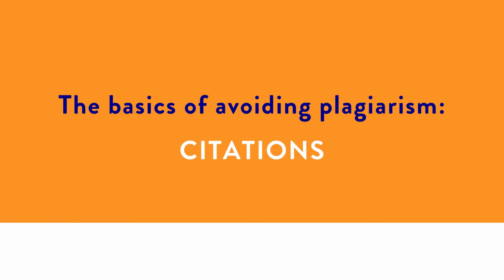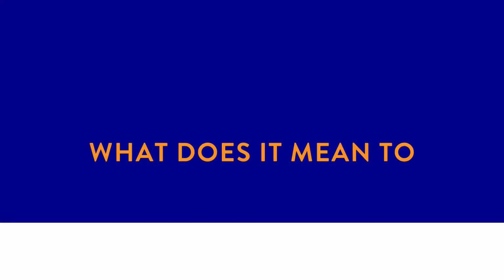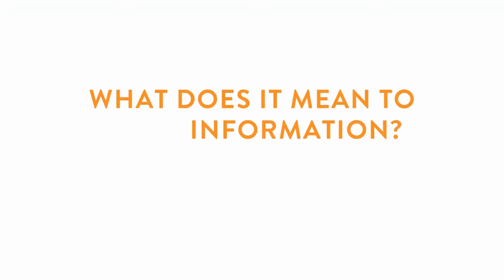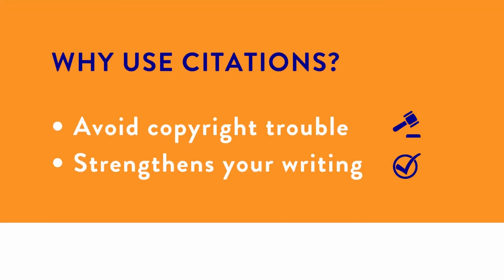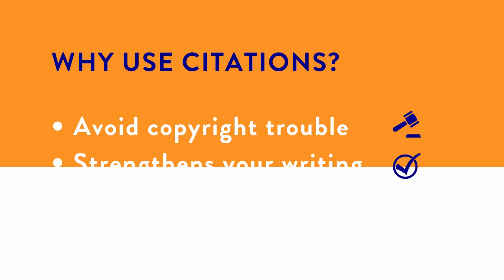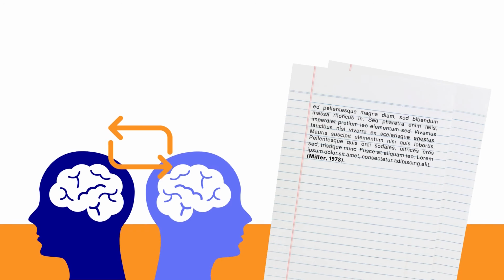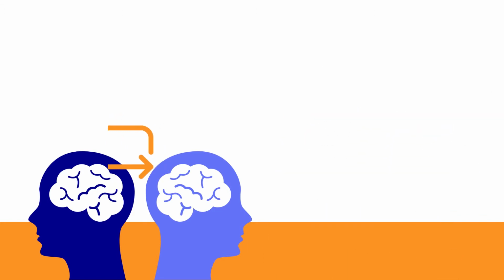Now let's look at the basics of how you can avoid plagiarism using citations. What does it mean to cite information? Citing your sources not only allows you to avoid plagiarism and other serious offenses like copyright infringement, but also providing citations strengthens your writing, as it proves that you have done research on the topic. A citation is a way to tell a reader of your work that certain words and ideas came from another source other than your own brain.